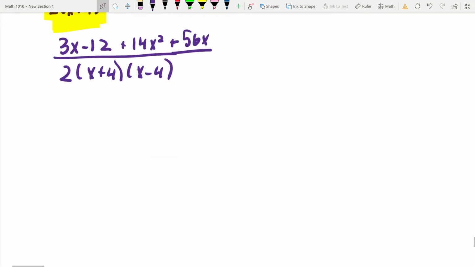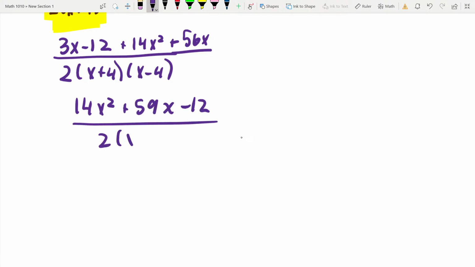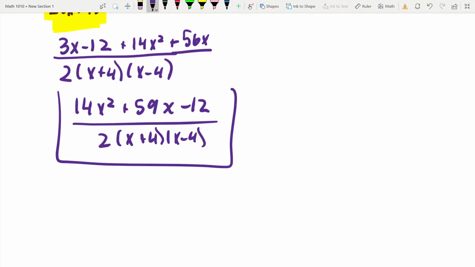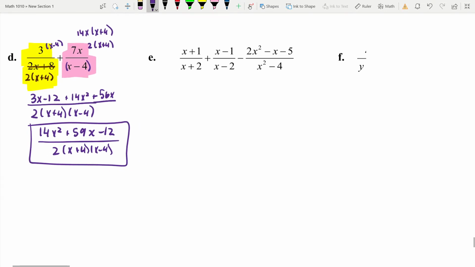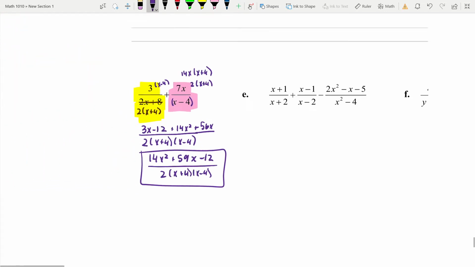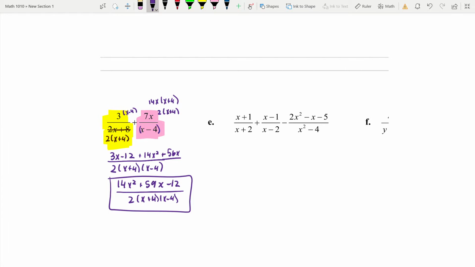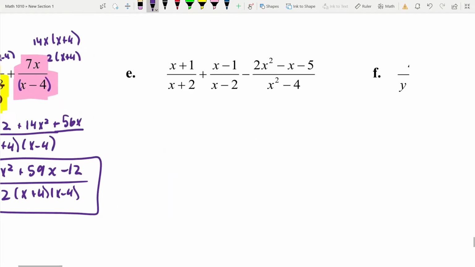Now I'm going to add those together. So I get 14x to the second plus 59x minus 12 all over 2 times x plus 4. Oh, sorry. Times x minus 4, and we're done. Okay? All right, I am going to change a question, actually.